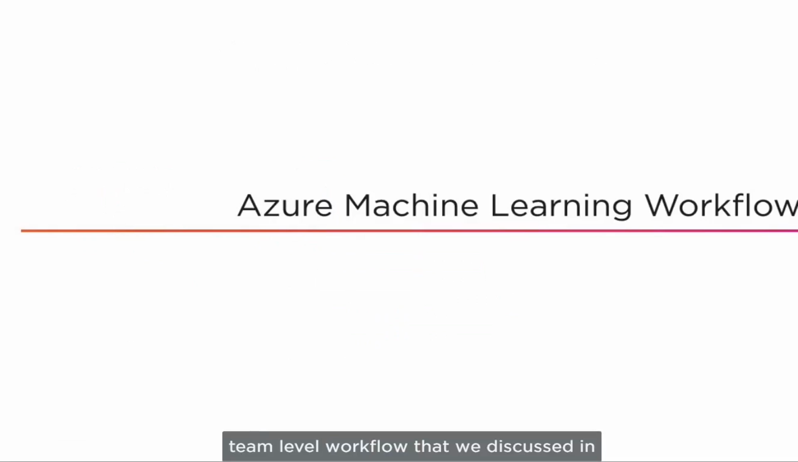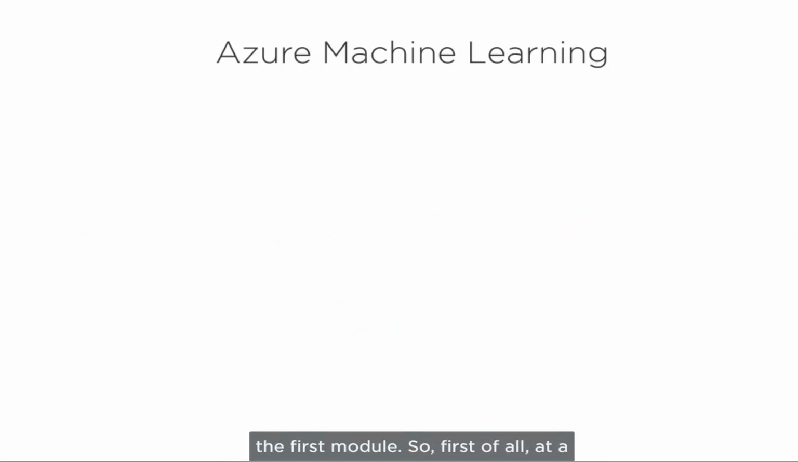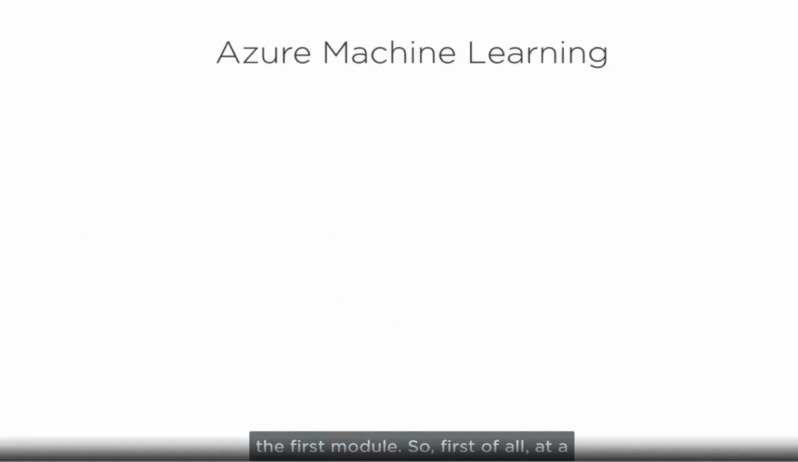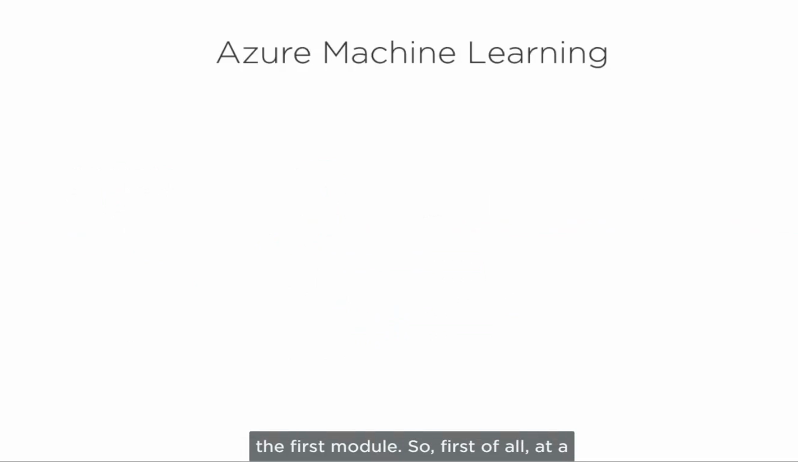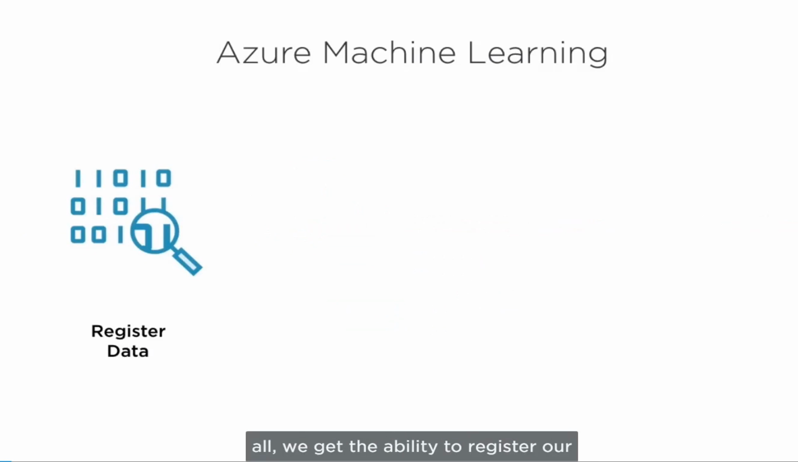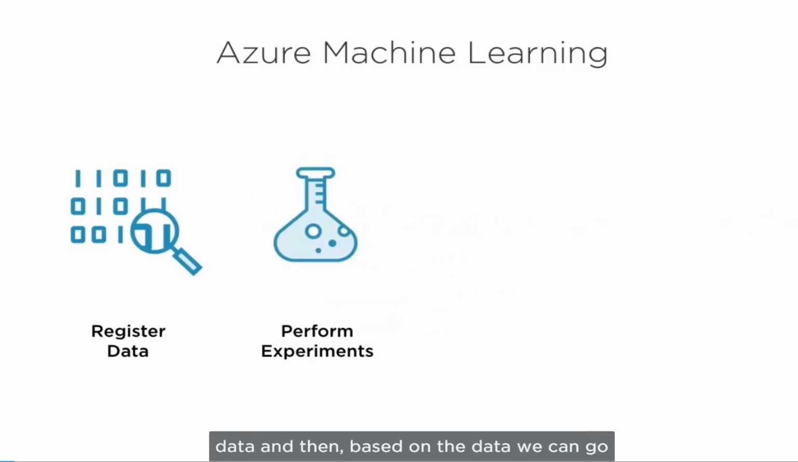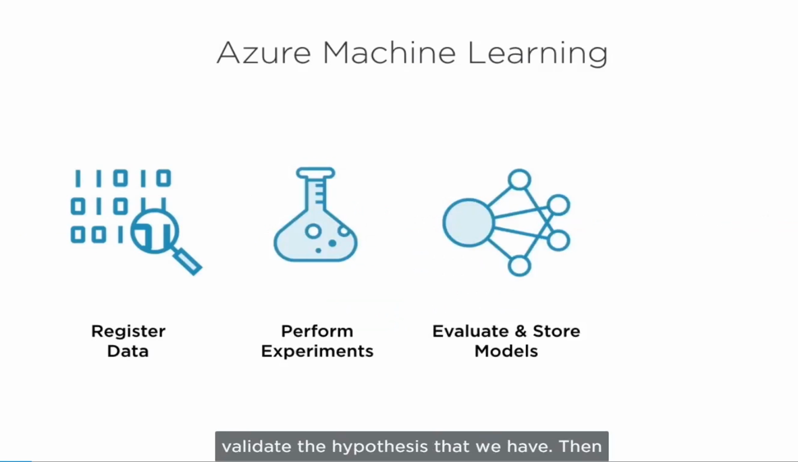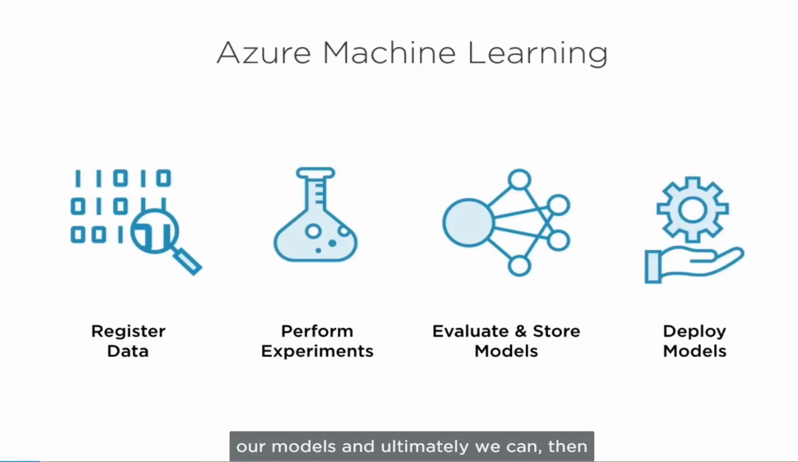In the first module. So first of all, at a high level, let's talk about the different capabilities that the Azure Machine Learning Service provides to us. First of all, we get the ability to register our data. And then based on the data, we can go in and perform experiments to help validate the hypothesis that we have. Then we gain the ability to evaluate and store our models, and ultimately we can then deploy our models, which enables us to operationalize them. So let's take a look at each of those.